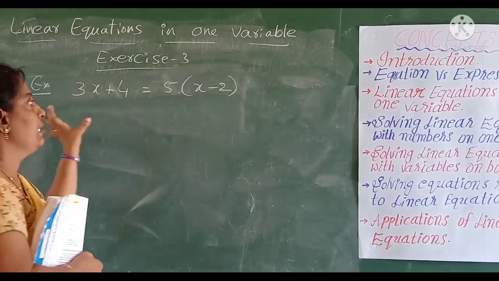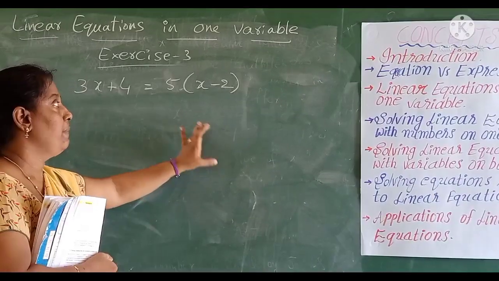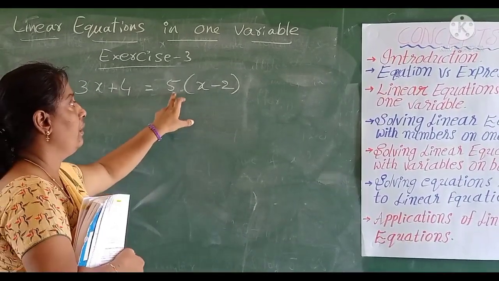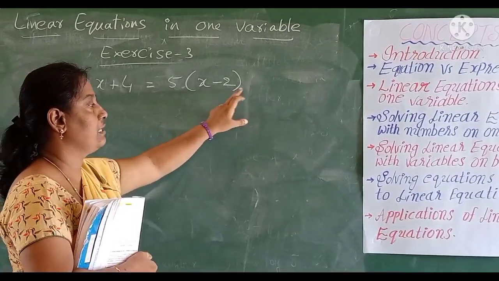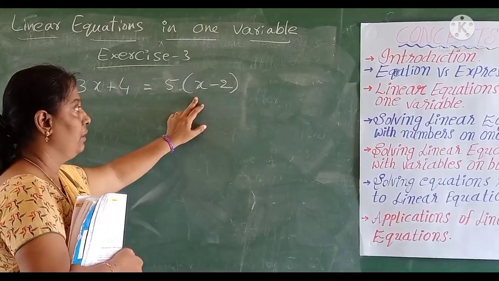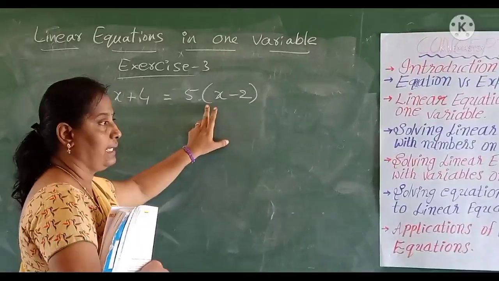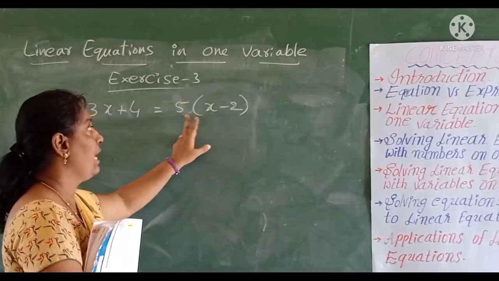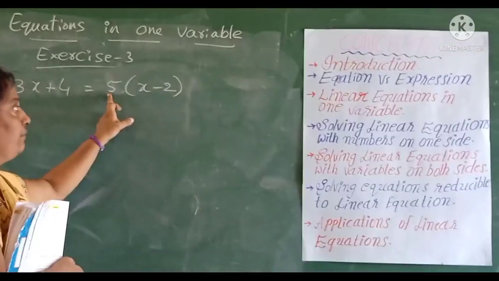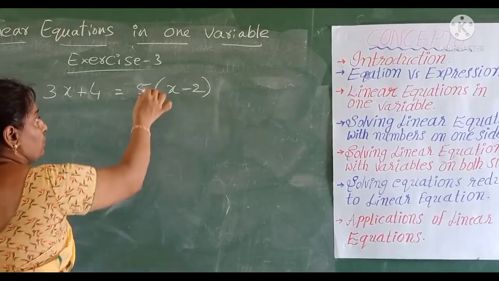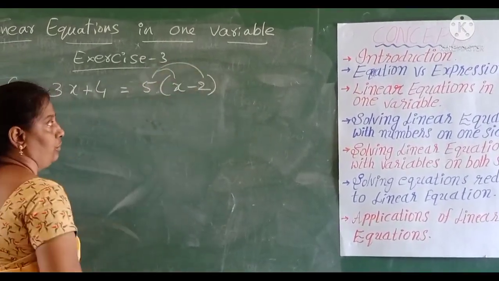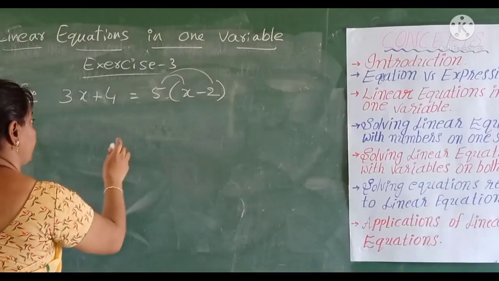Variables and constants, left hand side and right hand side. But here, on the right hand side, there is one more bracket, 5 times (x minus 2). So how do we solve? We remove the bracket first. How? We have to multiply 5 with x and 5 with 2 to remove the bracket.